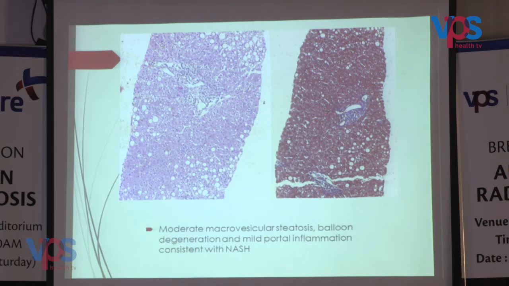That's what the biopsy shows: moderate macrovesicular steatosis, balloon degeneration, and mild portal inflammation, which is consistent with non-alcoholic steatohepatitis.